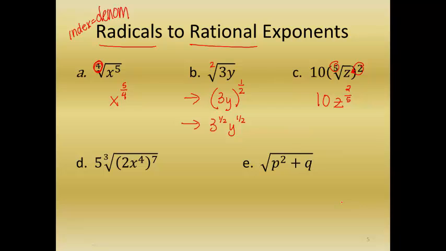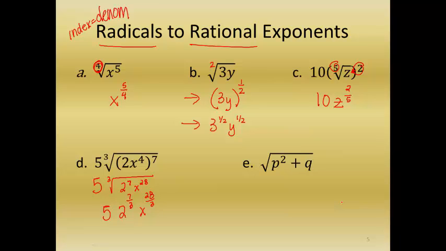Okay, for this one, I'm going to actually handle the exponents inside first. So I'm going to rewrite this as 5 cube root 2 to the 7th and x to the, what am I going to do with those two? I'm going to multiply them, so 28th power. Now I'm going to write it with the rational exponents. So my 5 stays a 5, and this becomes a base of 2 to the power of 7/3 because the index is the denominator, and x to the 28/3.